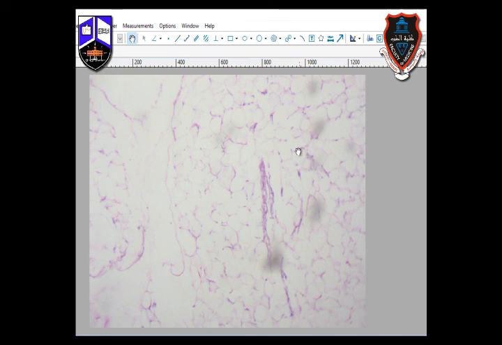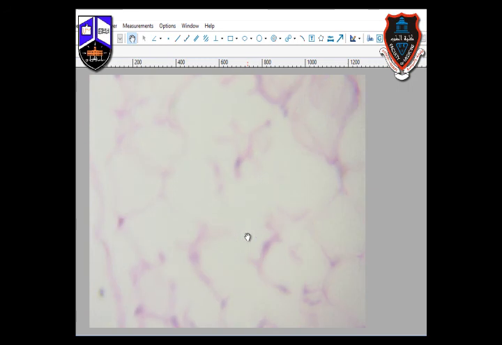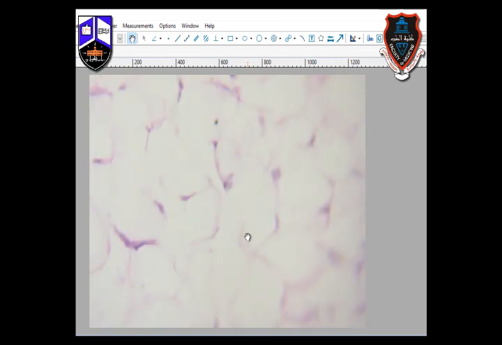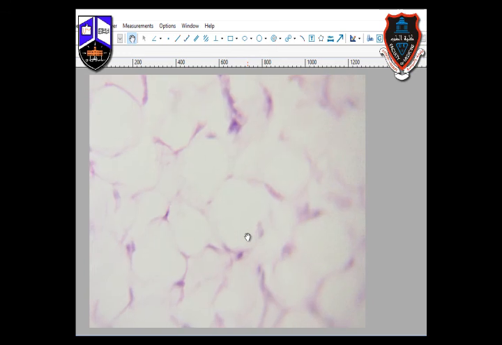This is the nucleus and the cytoplasm of the adipocyte, pushed by the lipid droplet, which was here, but it was removed during preparation. So these are the walls, and this is the area of the stored fat. This is adipose connective tissue. Again, these are the nuclei of the adipocytes, and the lipid droplet was here.